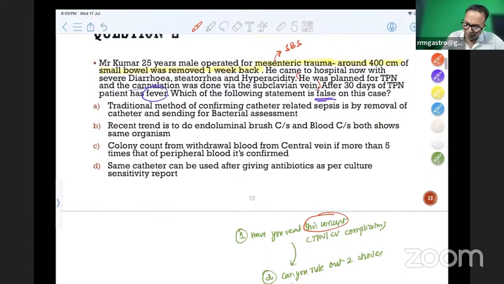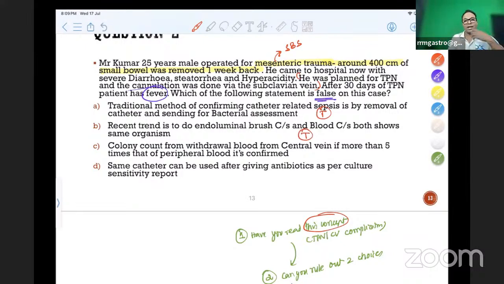Okay. Traditional method of confirming catheter related sepsis: once upon a time, we used to remove the catheter, cut the tip and send for culture sensitivity. This is an old method. Yes, it is true. Recent trend is that we don't remove the catheter. We do an endoluminal brush culture sensitivity and blood culture sensitivity. You should do culture sensitivity from the tip, brush and blood culture. If both show the same organism, it is confirmed.